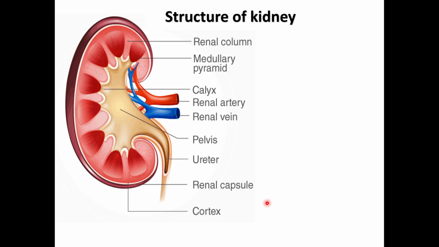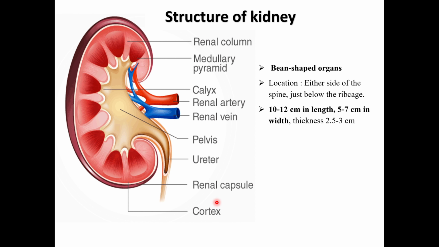The human body has two kidneys, which are a pair of bean-shaped organs located on either side of the spine, just below the rib cage. Each kidney is about 10 to 12 centimeters in length and 5 to 7 centimeters in width, and its thickness is about 2.5 to 3 centimeters. The average weight of a kidney is about 120 to 150 grams.